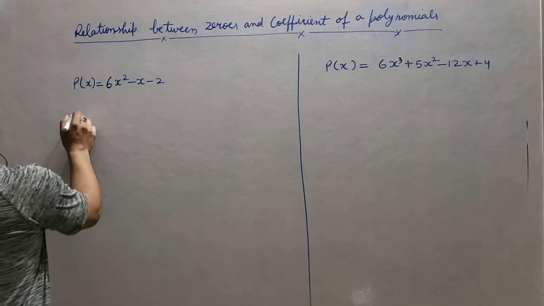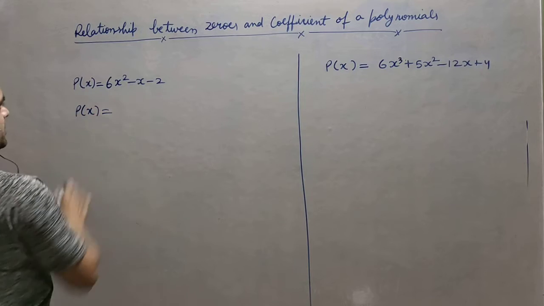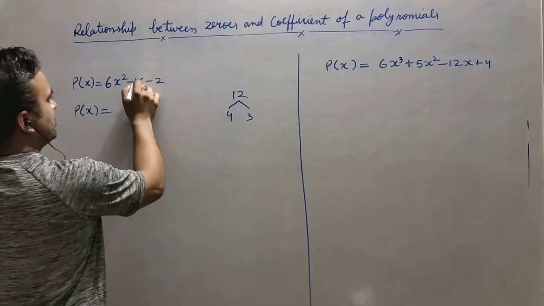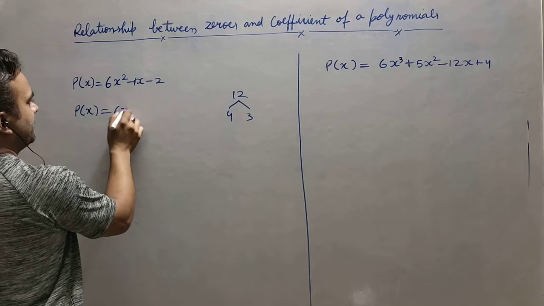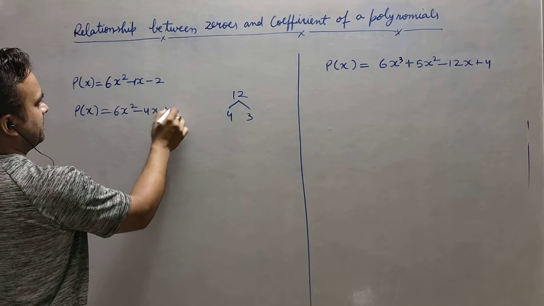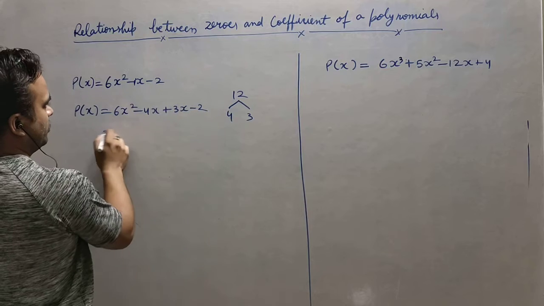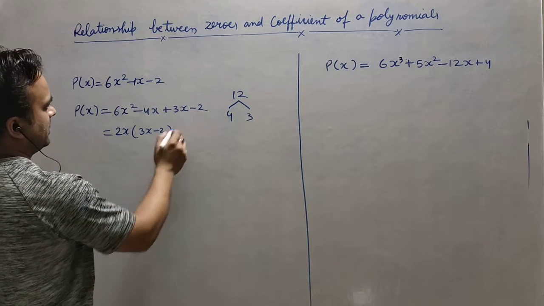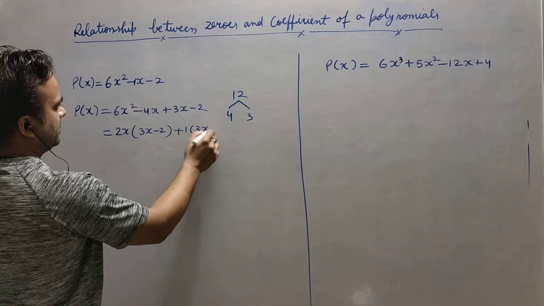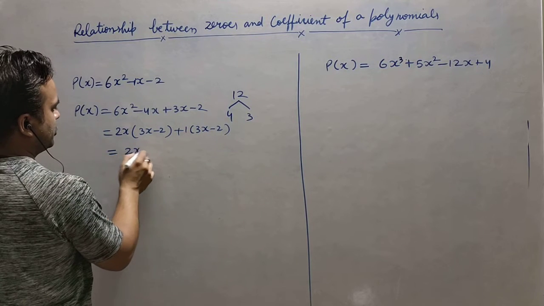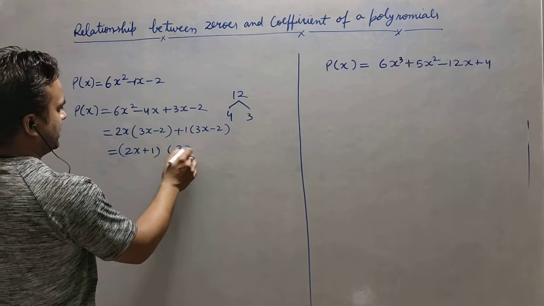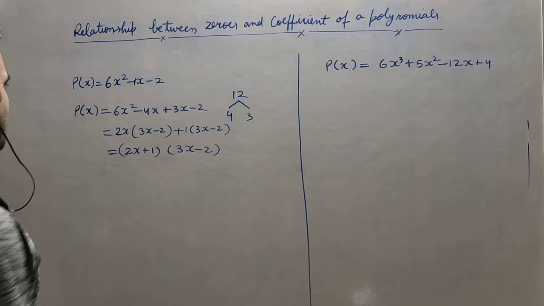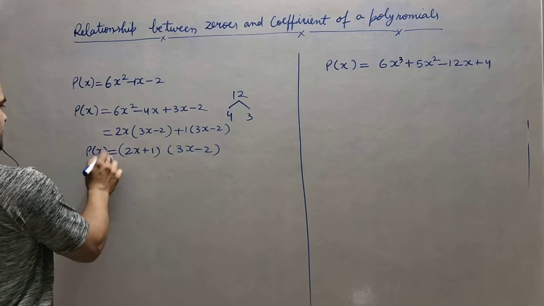So what is the possibility? The middle term splitting for the square case. So 12: I will take 4 and 3, because we have to split the middle term accordingly. So it is 4x plus 3x minus 2. So 2x plus 1 common, and 3x minus 2. So it is 2x plus 1 and 3x minus 2. Right? Okay. Now we have two factors here. This is one part.